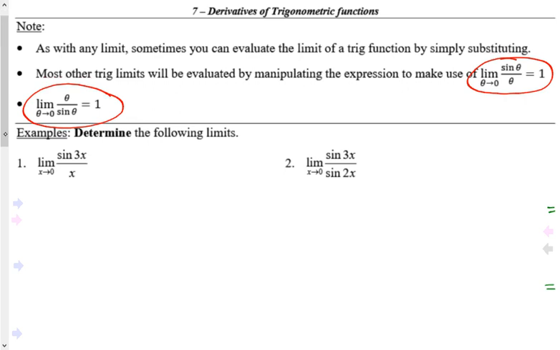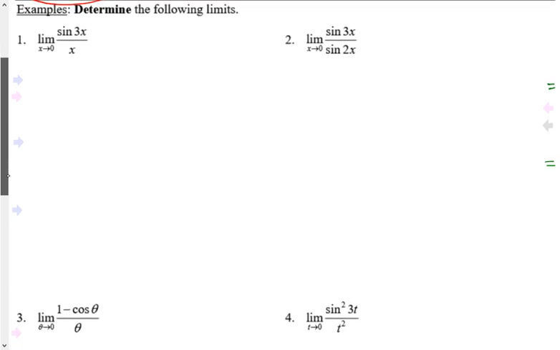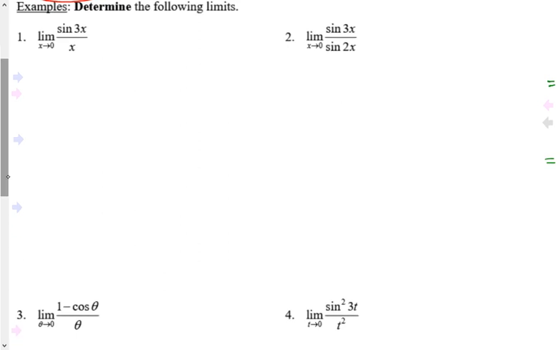Let's look at a few examples. We want to determine these following limits. Well, I've assigned 3x. As x goes to 0, 3x also goes to 0, so sine of 3x goes to 0. And so does the denominator. But this limit is not equal to 1. Here's what we need to do.